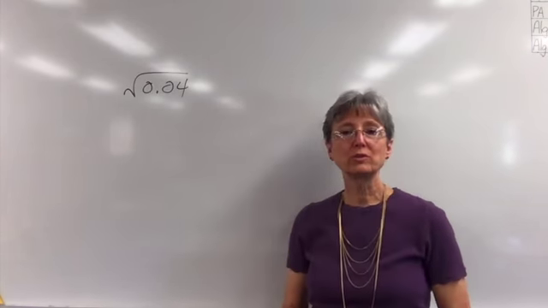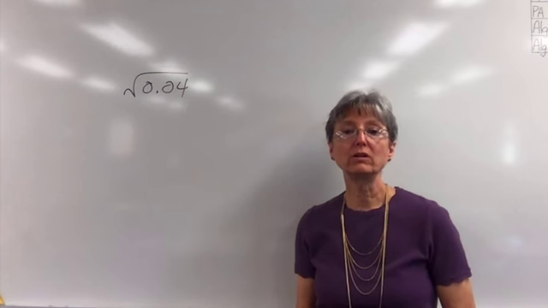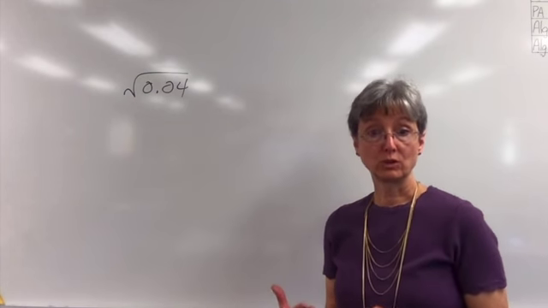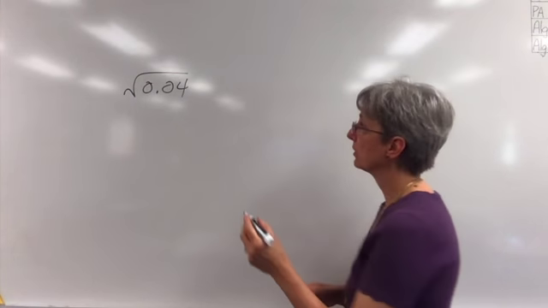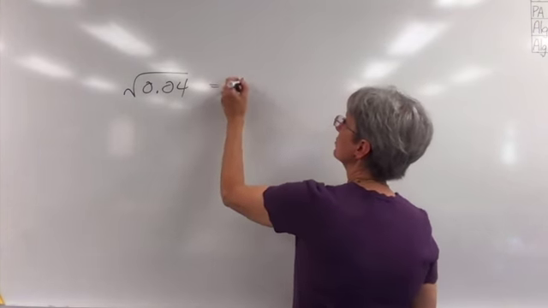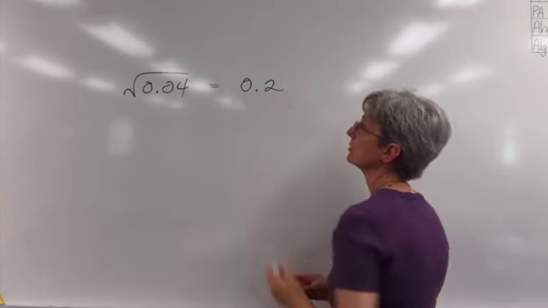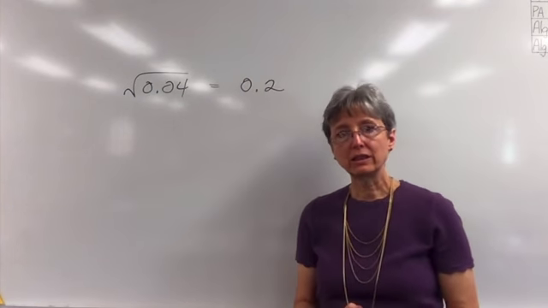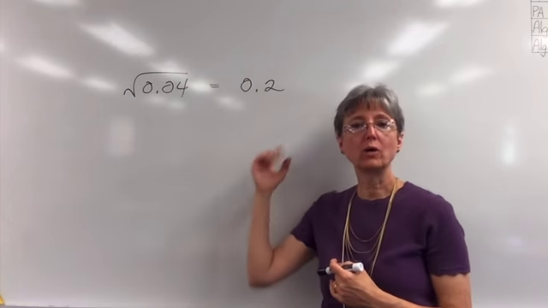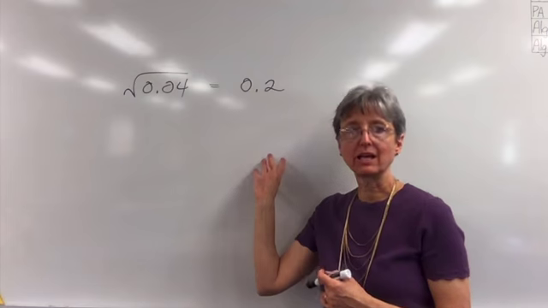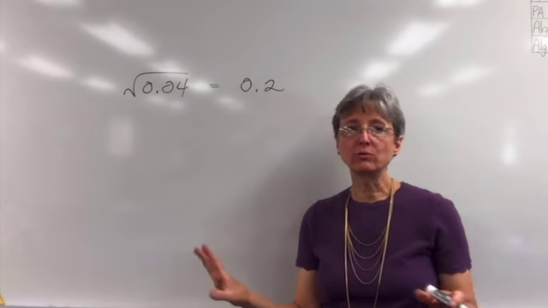What's the square root of 0.04? And that would be 0.2, because 0.2 times 0.2 would be 0.04. So this would be 0.2. Now you may think, wait a minute, why isn't it negative 0.2? Why did I only put positive?